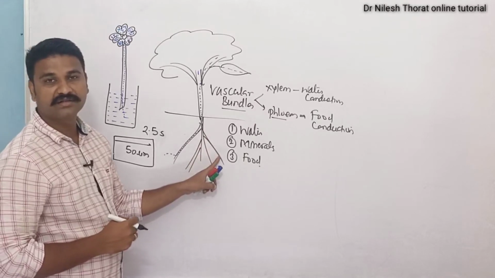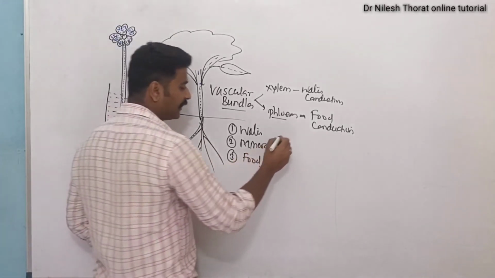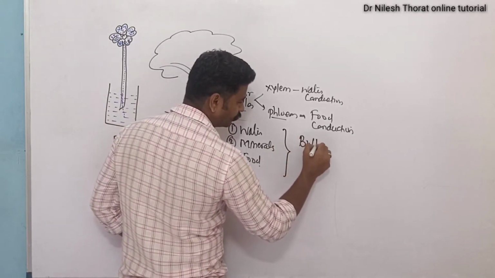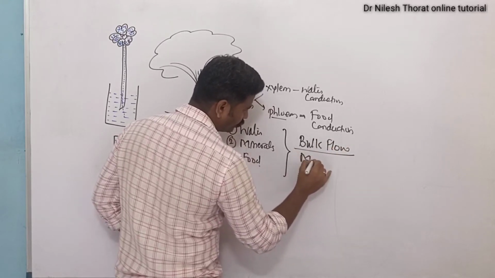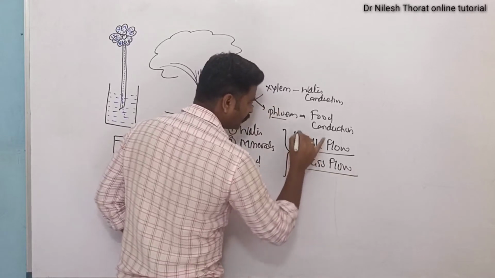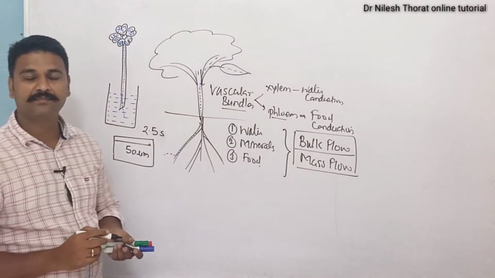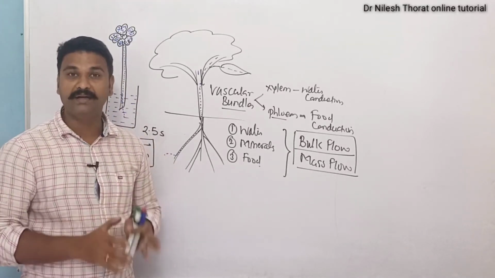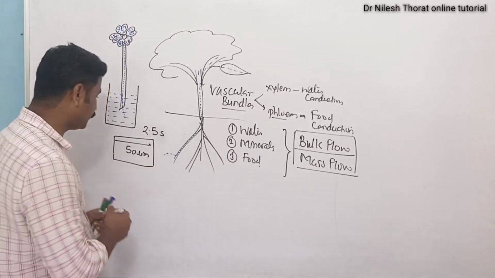These three substances will require a specialized mechanism that is called bulk flow or mass flow. These three substances in plants get transported with the help of bulk flow or mass flow, contrary to the process of diffusion.